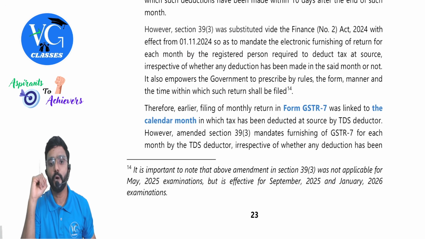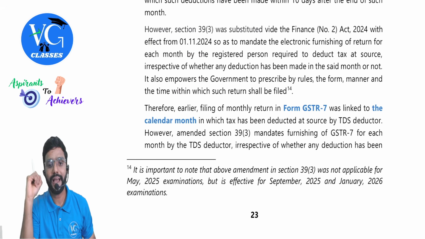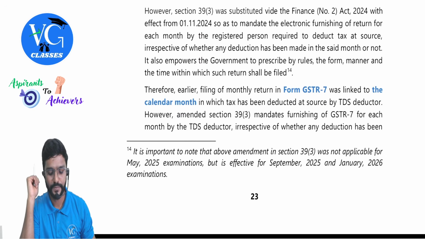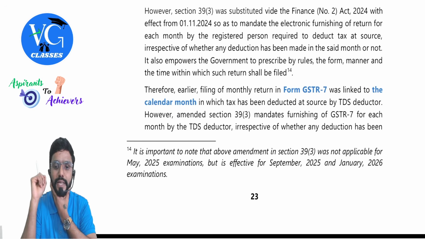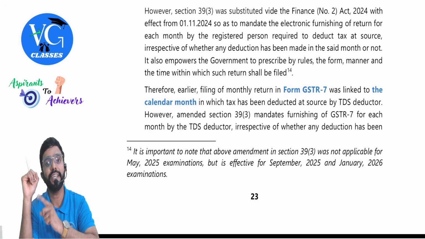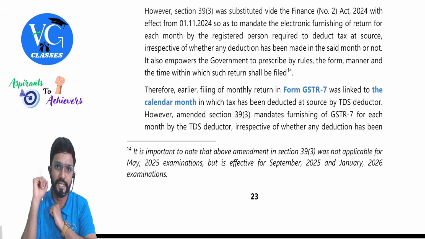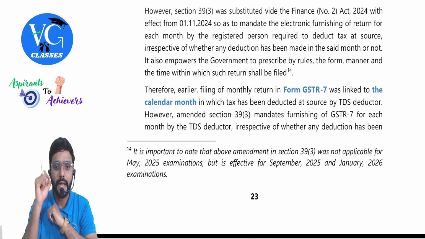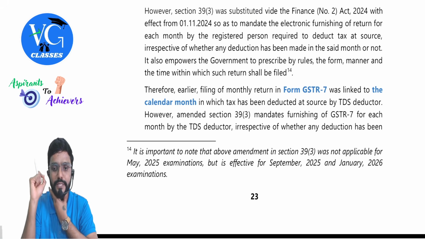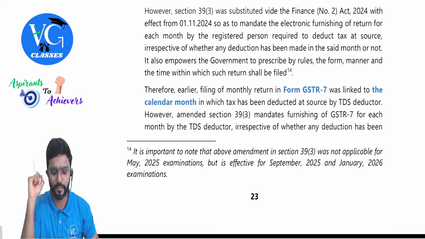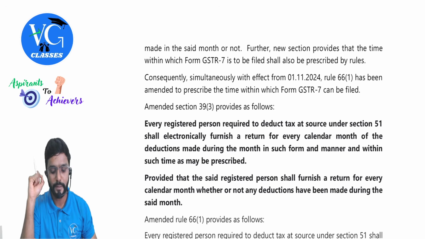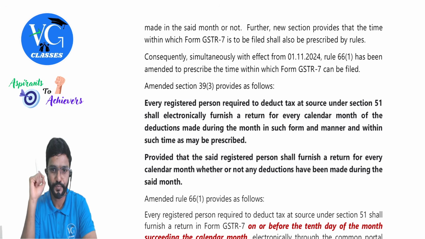It also empowers the government to prescribe by rules the form and manner and the time within which such return shall be filed. That is 10th of next month. Therefore, earlier filing of monthly return in Form GSTR 7 was linked to the calendar month in which tax has been deducted at source by TDS deductor. So only when it was deducted, they were supposed to file GSTR 7. However, amended section 39 subsection 3 mandates furnishing of GSTR 7 for each month by the TDS deductor, irrespective of whether any deduction has been made in the said month or not.